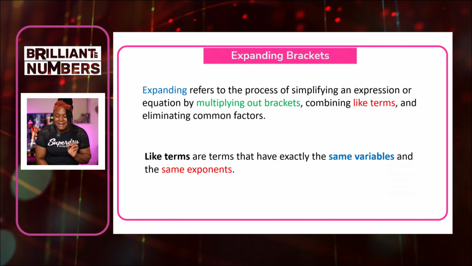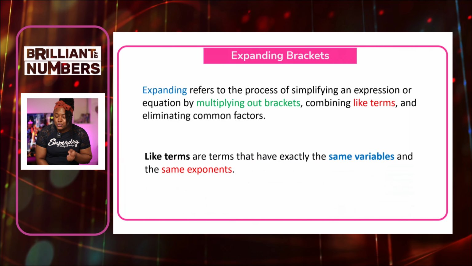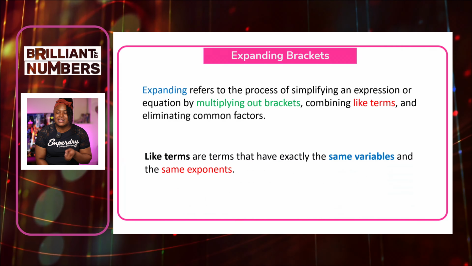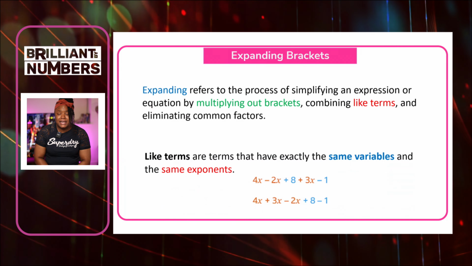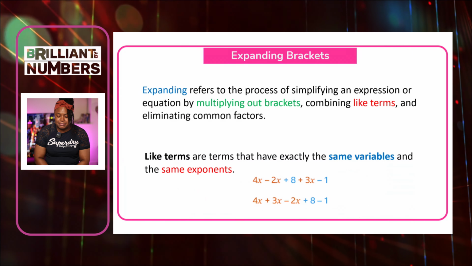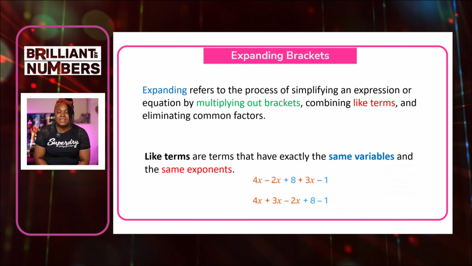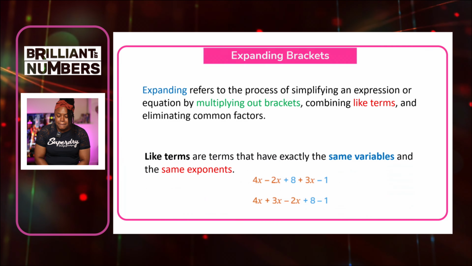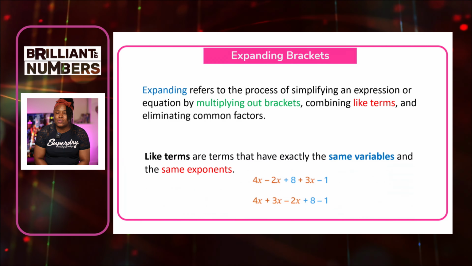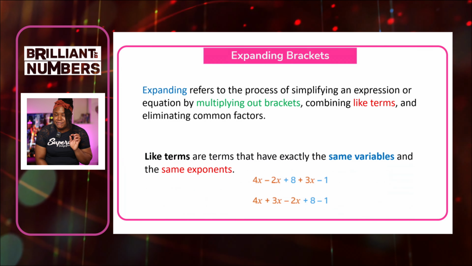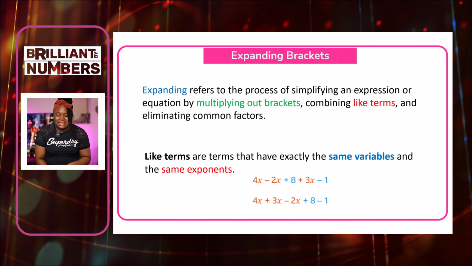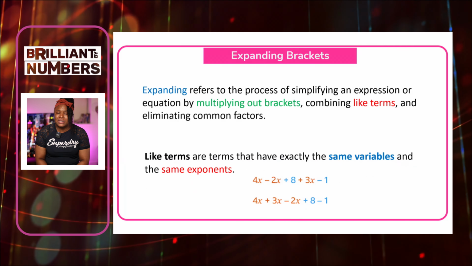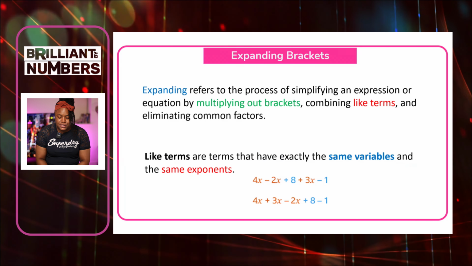So when we talk about like terms, we're talking about terms that have exactly the same variables and also the same exponents as well. And by exponents, we are talking about the powers. So let's have a look at this example. So we've got 4x minus 2x plus 8 plus 3x minus 1. So I've color coded here the like terms. So 4x, minus 2x and 3x are all like terms because they have the same variable, which is x. And 8 and minus 1 are also like terms because they are numbers.